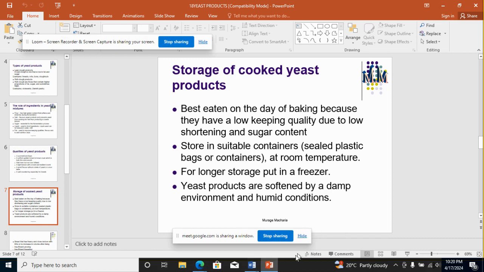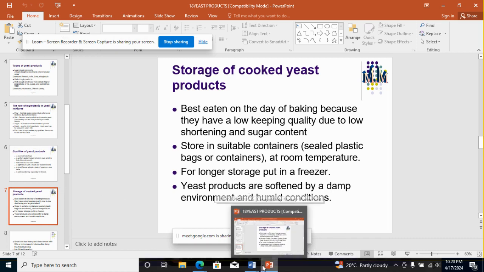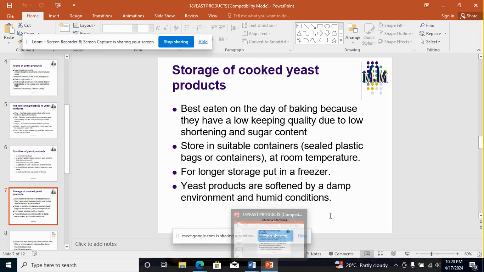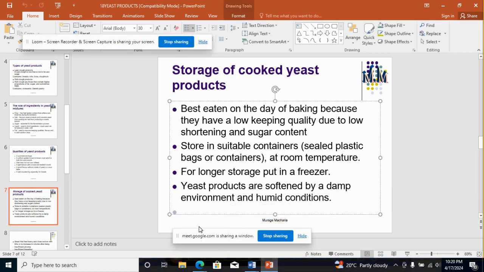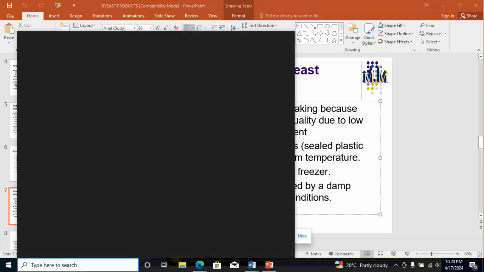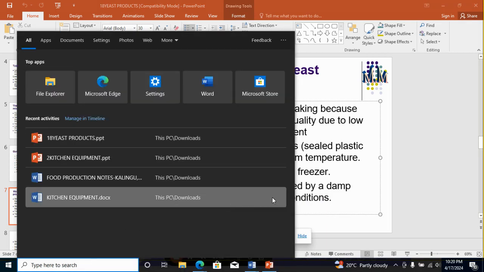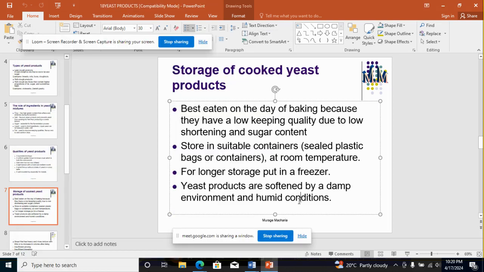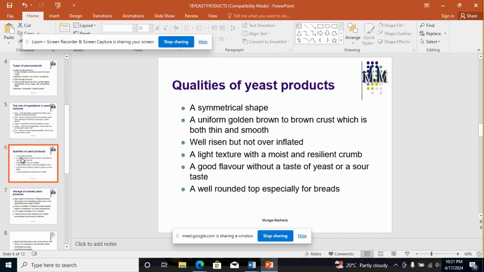So you should be able to give definitions of various terms that are used in yeast products. You should be able to name the ingredients used and also their role. You should also be able to give the qualities of a good yeast product.